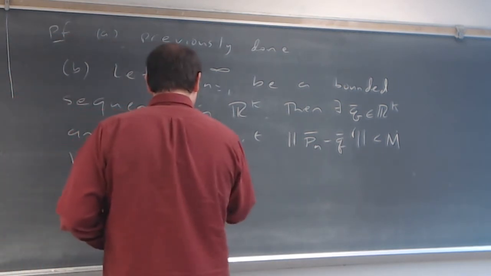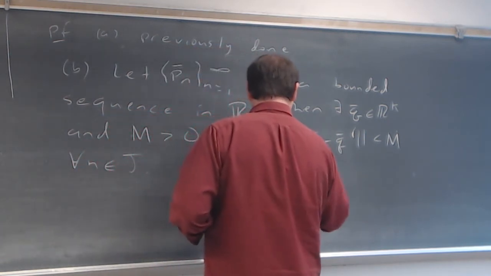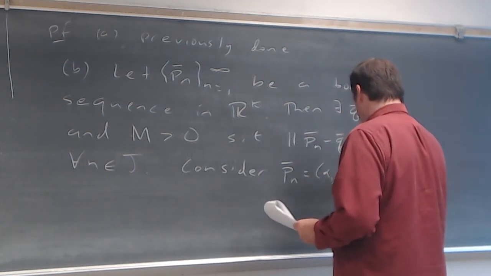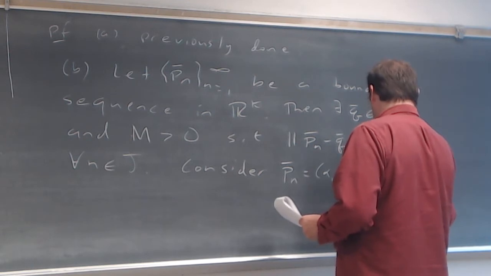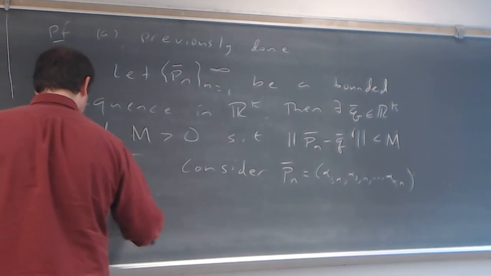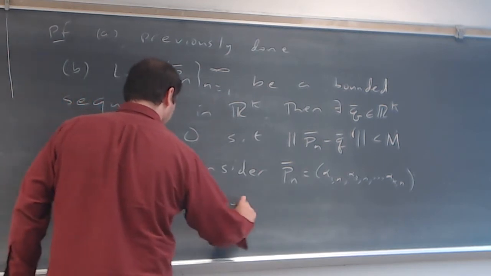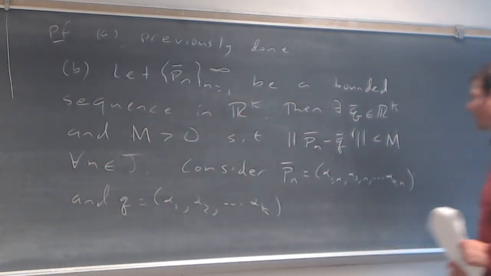Now, let's get a representation for P sub n. So consider P sub n in general to be equal to alpha sub 1,n, alpha sub 2,n, all the way up to alpha sub k,n. And Q, let's represent it by alpha sub 1, alpha sub 2, all the way up to alpha sub k.